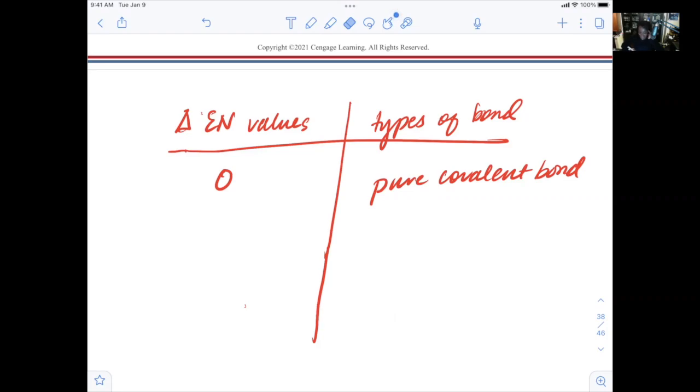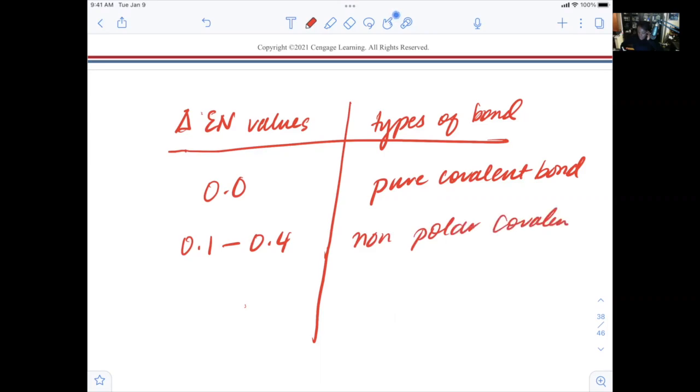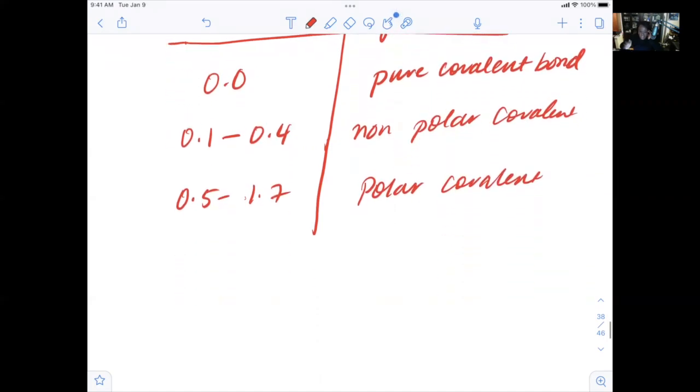Back to this. This is 0.0. Then here I have 0.1 to 0.4, and this is called non-polar covalent. And then when you have a difference of 0.5 to 1.7, this is considered polar covalent. And then when you have a difference in the electronegativity of the elements that's 1.7 or greater, I've seen some books that use 1.9, this is called ionic.